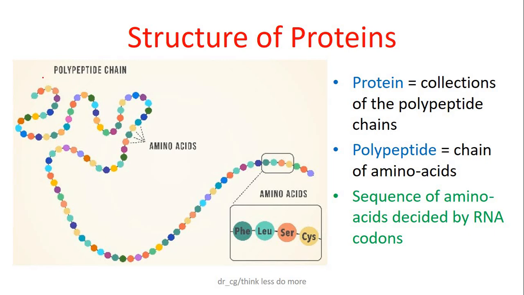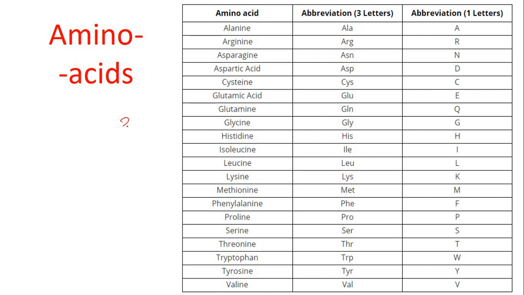Now a little more about protein structures. Proteins are a bunch of polypeptides, and these polypeptides are chains of various amino acids. And during production of these proteins, the sequence of amino acids is decided by the codons present on the RNA. There are a total of 20 types of amino acids. They can be abbreviated by a 3-letter or 1-letter system. We can see this in the table. You can see this in detail by pausing the video.